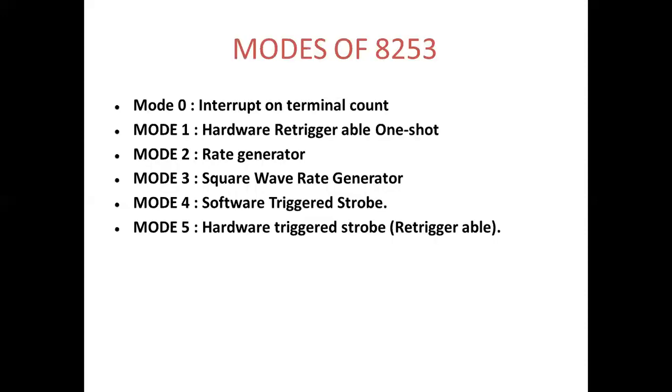Next, I am going to the operating modes of the 8253. The 8253 consists of 3 independent negative edge triggered 16-bit down counters, namely counter 0, counter 1, and counter 2. The counters are fully independent. Each counter of the 8253 can be programmed in a different mode configuration and counting operation.